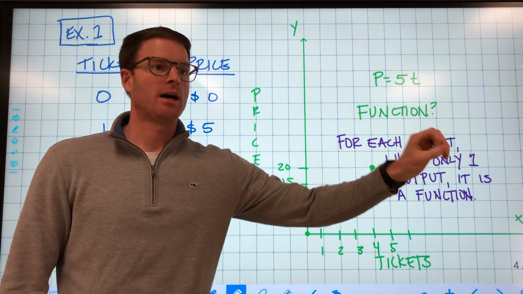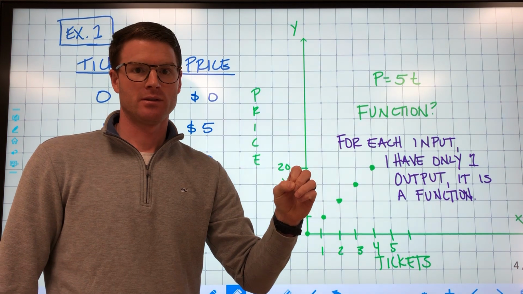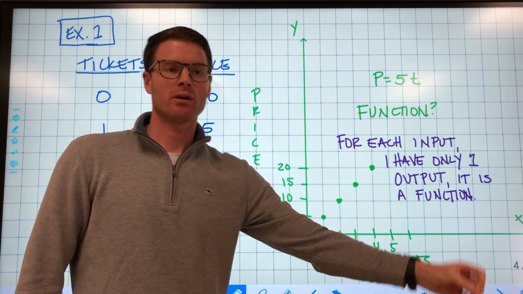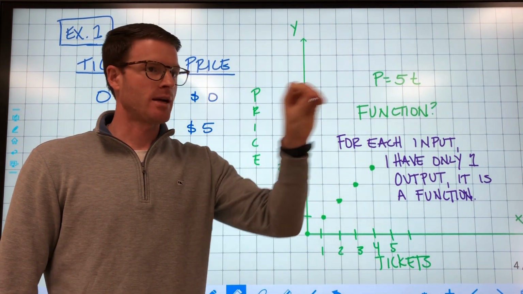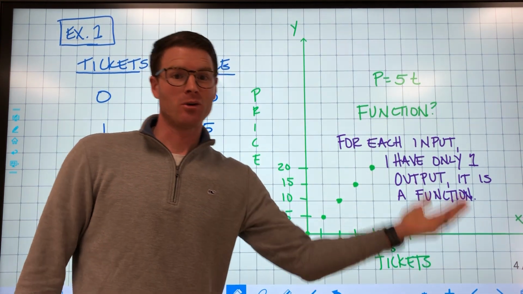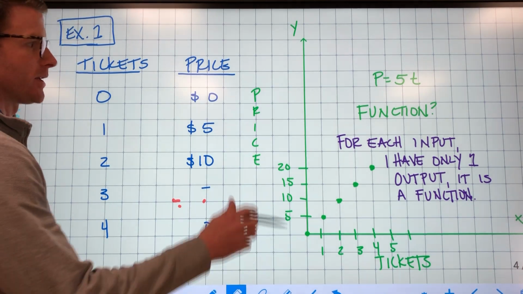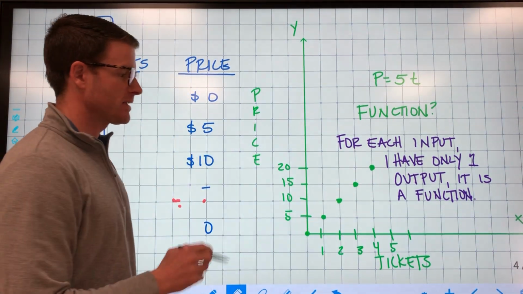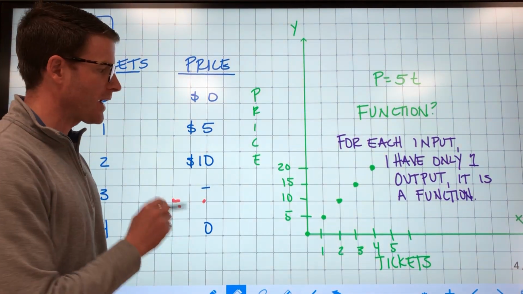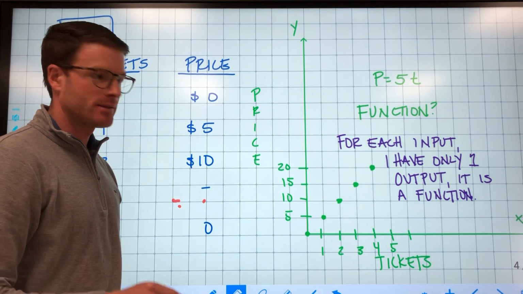Every time I hit Coke, I get a Sprite, function. Every time I hit Coke, I get a Coke, function. Every time I hit Coke, I get either a Coke or a Sprite, not a function. All right? So here's your first test. If every time I have an input, I only have one output, then it's a function.